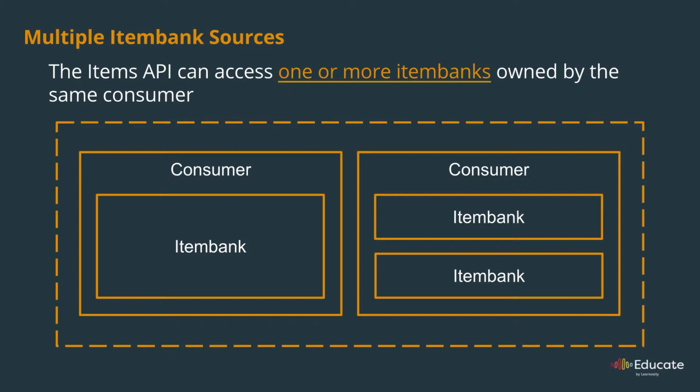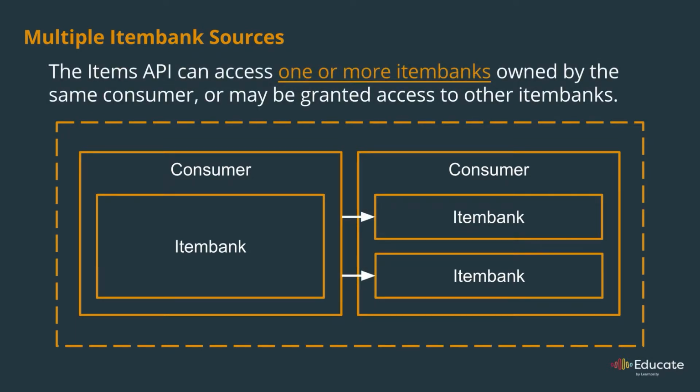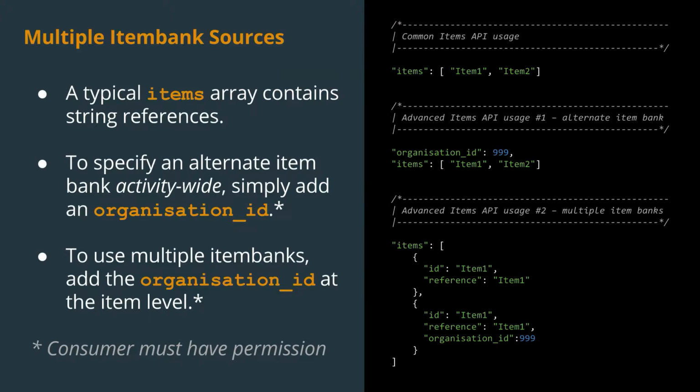And in this way, you'll need to be able to determine how to pull the content you're interested in from one of those particular item banks. Or you may also have access from one consumer to another. You may have separate consumers set up for particular reasons, or you might have a partnership working with another Learnosity customer. So if permission has been granted to you, you may be able to reach out of your consumer into another and access another item bank as well. And to do this is actually a really simple process. We're just going to assign a new property called organization ID, and that will specify which organization you want to pull the content from. So let's take a look at some simple code snippets.